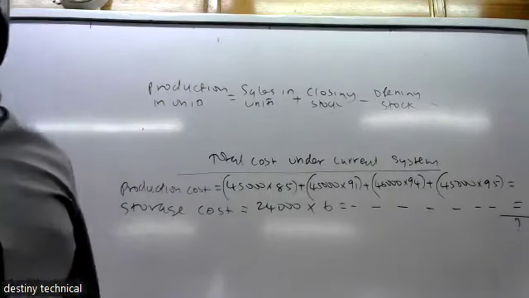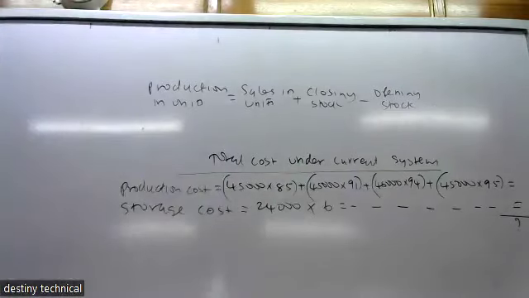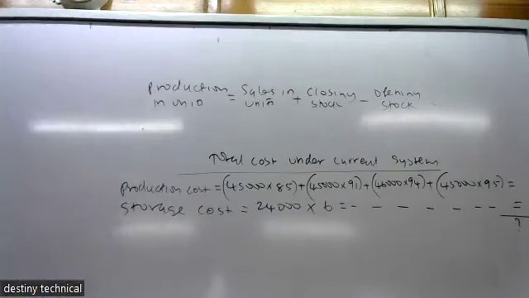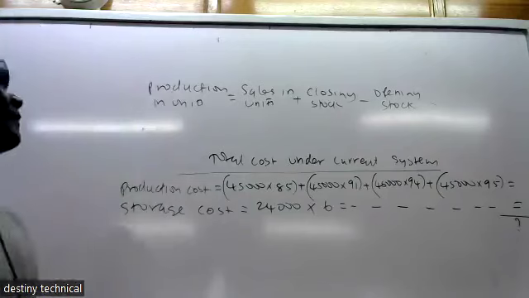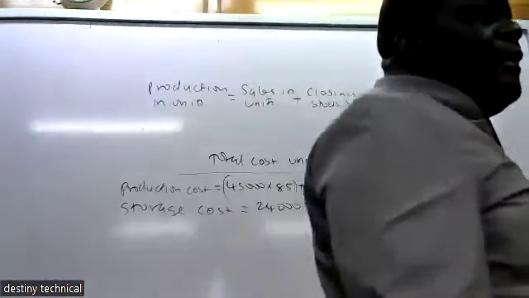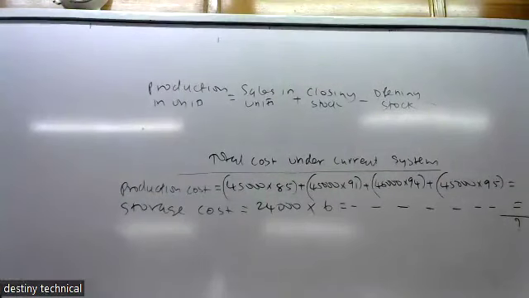So add them together to get the total cost under the current system: 16 million, 16.425. So we are adding the total, to get now the total cost under the current system.